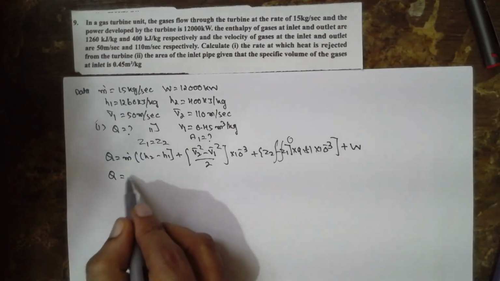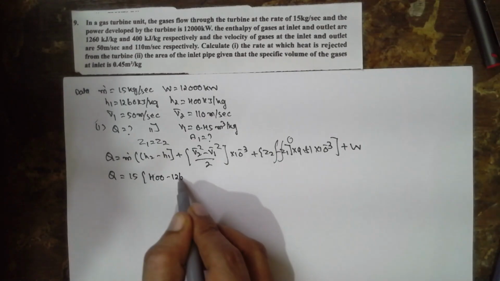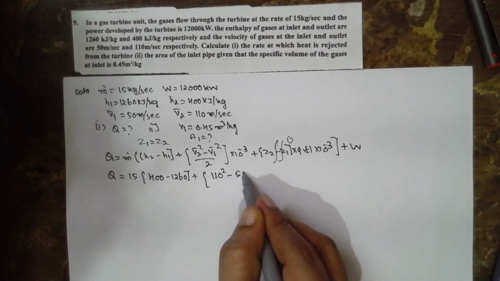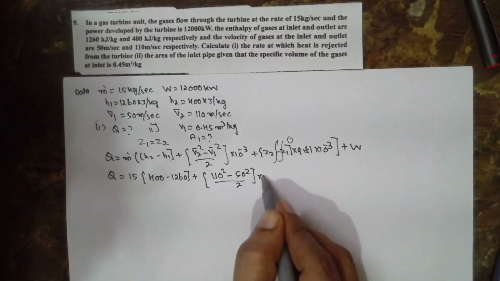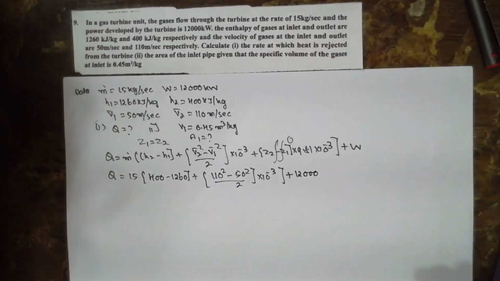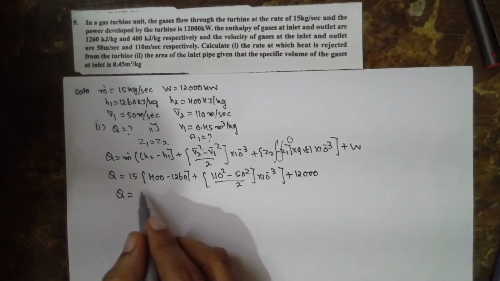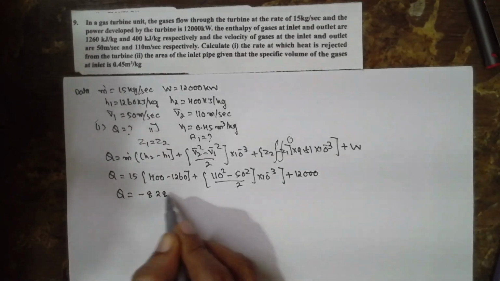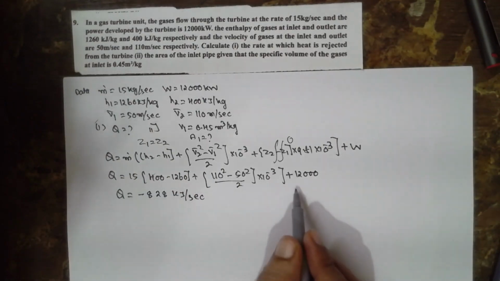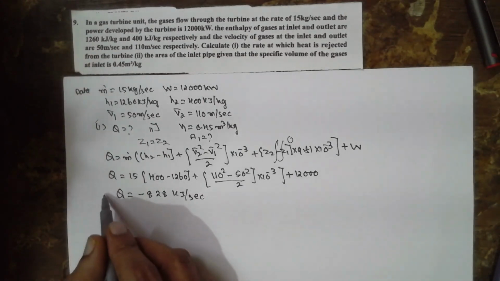Q is equal to 15 into 400 minus 1260, plus velocity 110 square minus 50 square divided by 2 into 10 raised to minus 3, plus 12,000. If we calculate, Q will be minus 828 kilojoule per second, because it can be calculated directly. Minus 828 kilojoule per second. We got the first part.